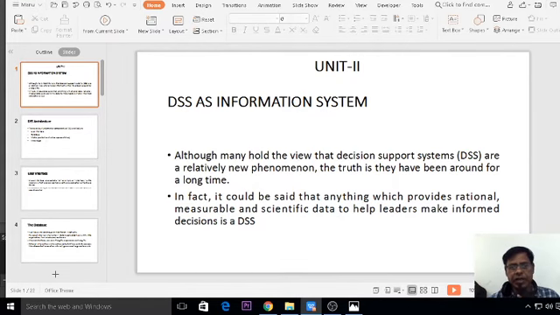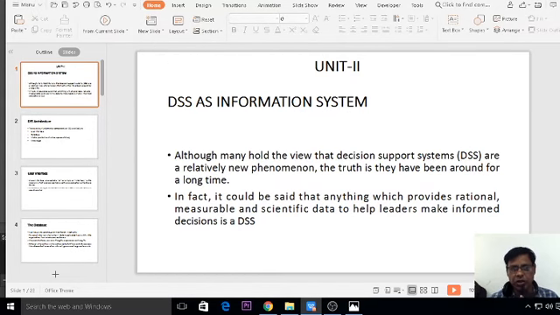First of all, we'll see what is DSS as an information system. See, you concentrate on this: DSS is nothing but an information system, is it not? In the decision support system, we take the input, we consider some different environments, and based on that we give the best suitable solution for the problem.